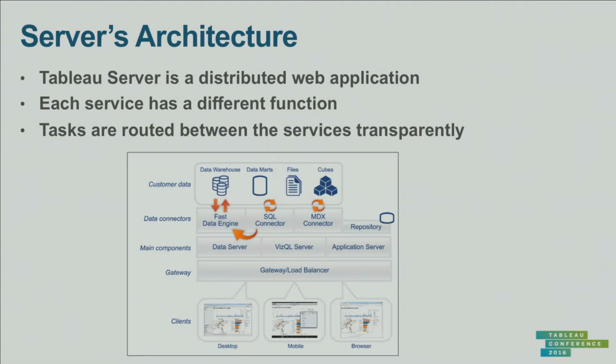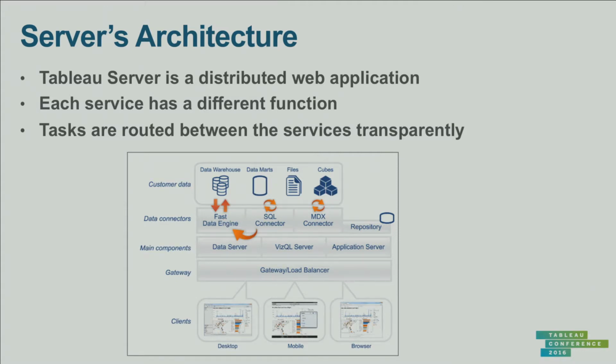So to start this off, I just want to talk a little bit about Tableau Server's architecture. The reason I want to talk about this is because understanding LogShark, the joins you can do, and what data sources work well with others really comes down to understanding Tableau Server's architecture. At its core, Tableau Server is a distributed web application. That means every single process is its own free-floating process, and they all have a different function.